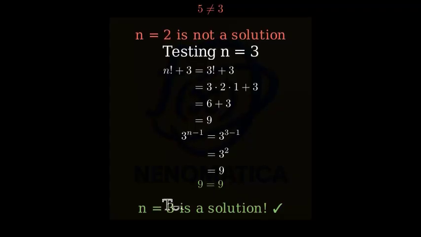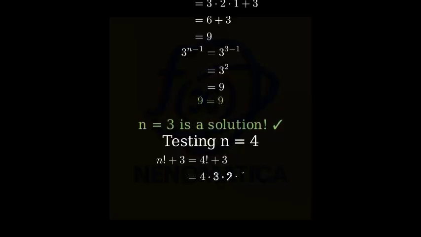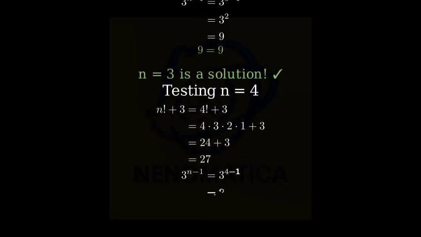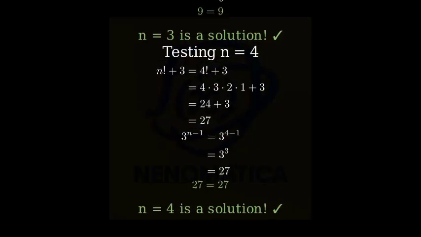Now, let's try n equals 4. For the left side, we have 4 factorial plus 3. 4 factorial is 4 times 3 times 2 times 1, which is 24. So we have 24 plus 3, which equals 27. For the right side, we have 3 raised to the power of 4 minus 1, which is 3 cubed, and that equals 27. So we have 27 equals 27, which is true. So n equals 4 is also a solution.